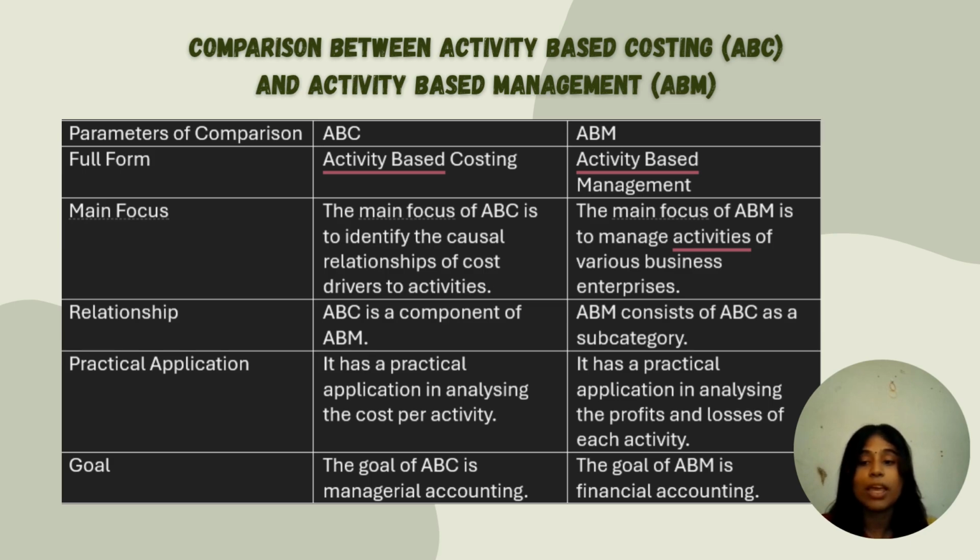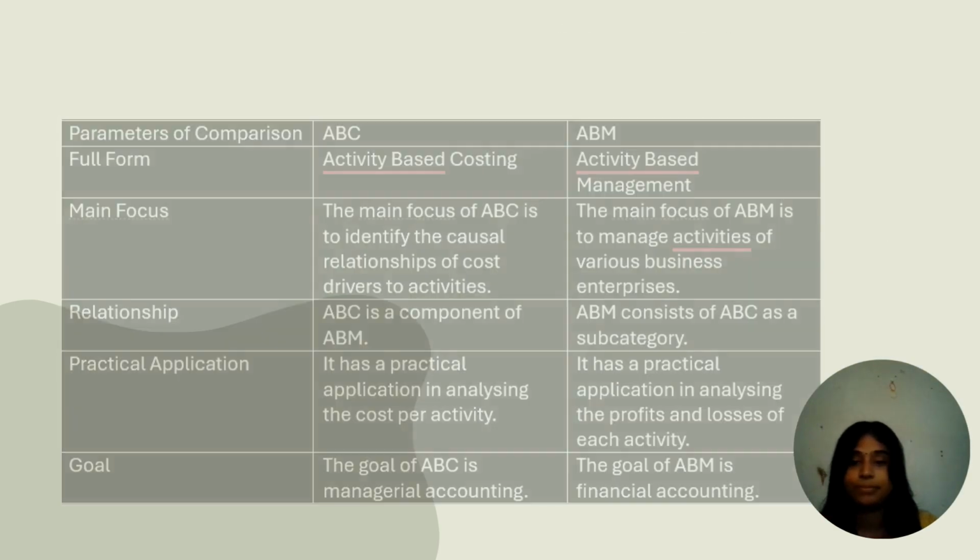So, the main goal of ABC is to manage the accounting of an enterprise, while the main goal of ABM is to manage the financial accounts of the enterprise.